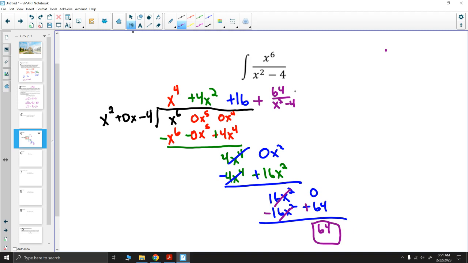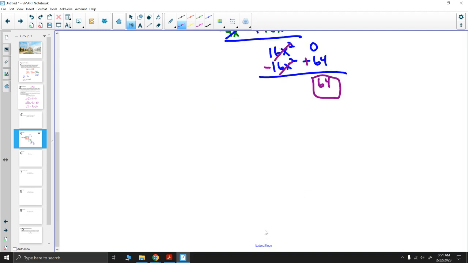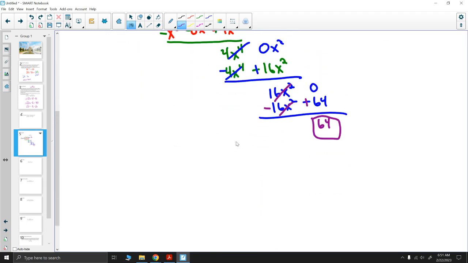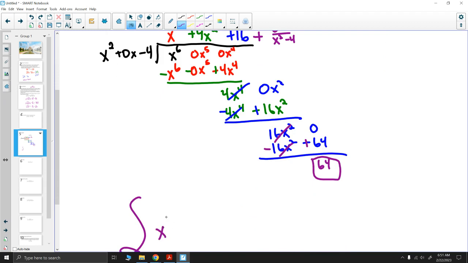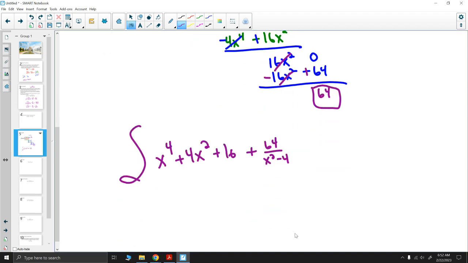So we have now divided this thing out, and we've simplified it already, so we can integrate a fair portion of it now. Instead of integrating this rational here, we're actually integrating this thing here, which is x to the 4th plus 4x squared plus 16 plus 64 over x squared minus 4 dx. Now, if we look at this, this is factorable or integrable. Same here, same here. It's only this that we're having an issue with.